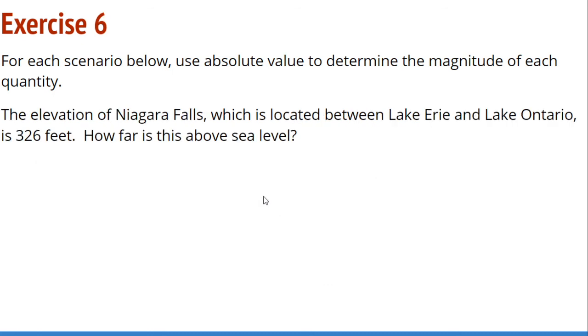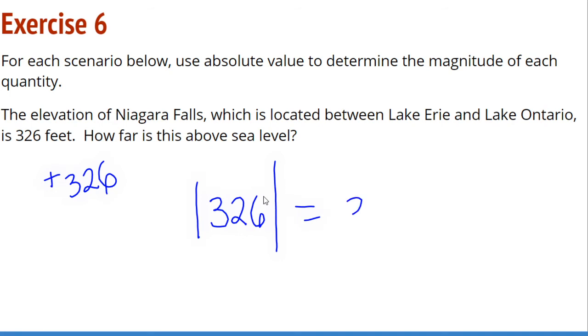The elevation of Niagara Falls, which is located between Lake Erie and Lake Ontario, is 326 feet. How far is this above sea level? Well, it is 326 feet. That's a positive. It's above sea level. If we want to talk about the magnitude of this, we need the absolute value of 326. So the magnitude is 326.